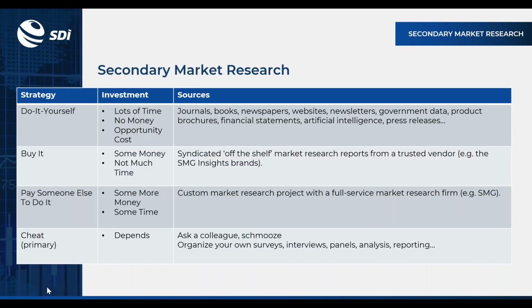But today, we're looking just at secondary market research. So there's several strategies you might use in carrying out a research project. So you can do it yourself. You assemble all the available sources from newspapers, journals, websites, financial data, government data, white papers, press releases, etc., and synthesize that into a picture of the market.